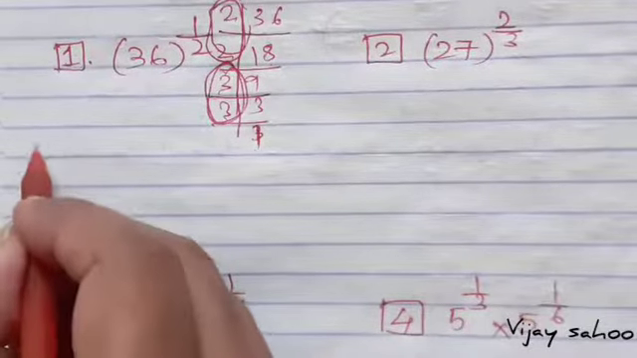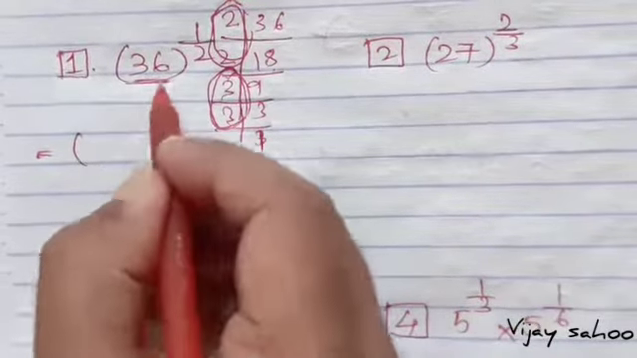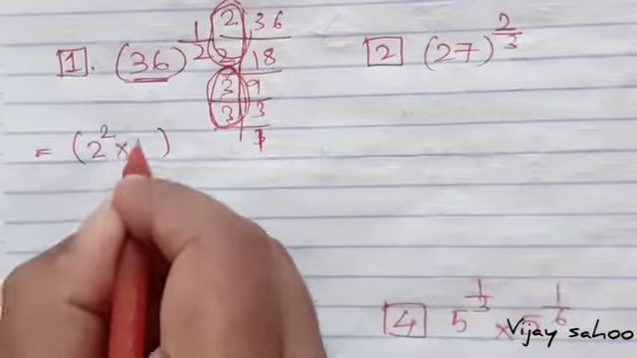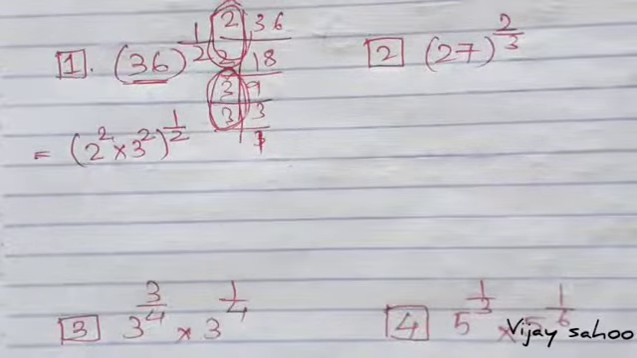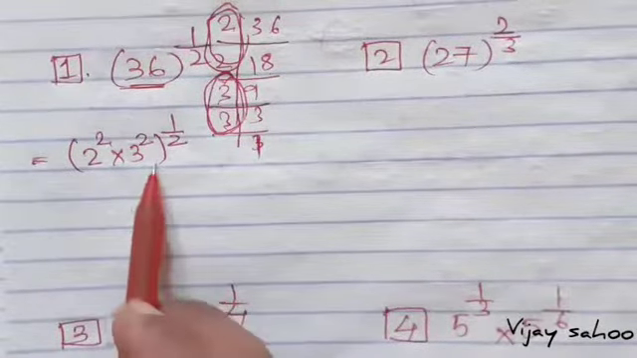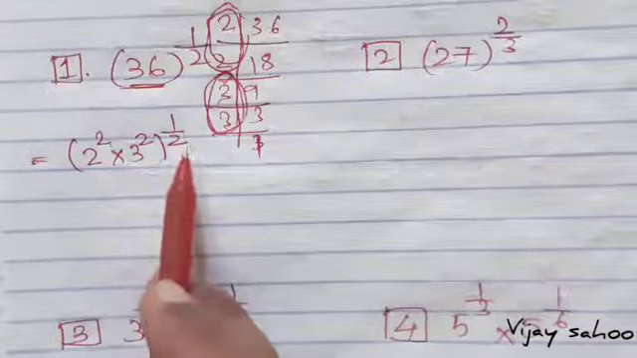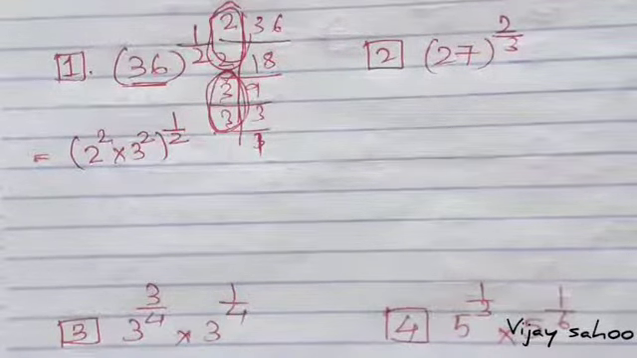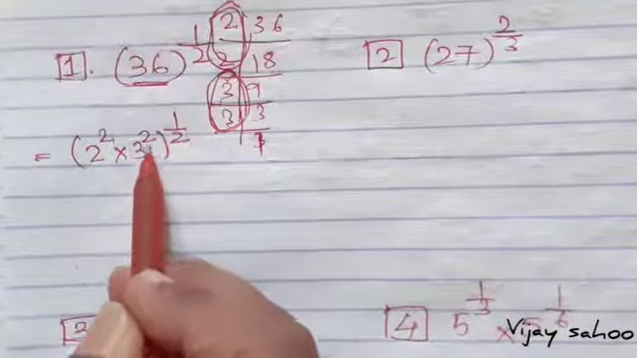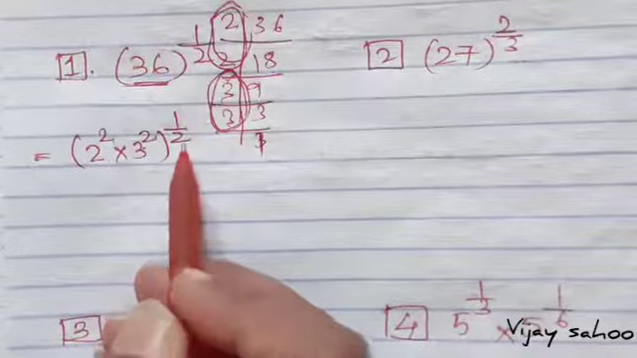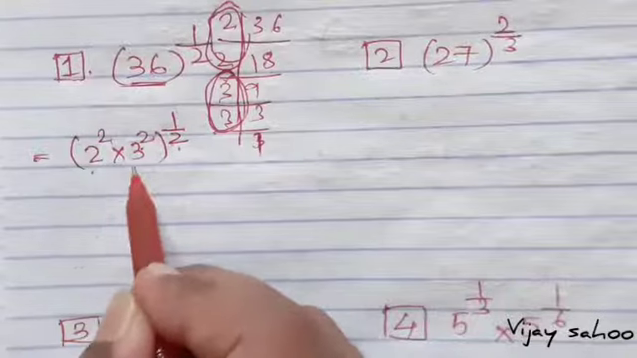So what I'll do now, I'll just split the base value, that is 2 squared, and here it will be 3 squared, and again power 1 upon 2. Now you can see that one of the laws of exponents says that if you are having a power and again a power, then you have to multiply them. It means 2 power 2 will be multiplied by 1 upon 2, and 3 power 2 will also be multiplied by 1 upon 2, because this 1 upon 2 is a power for 2 squared as well as 3 squared.